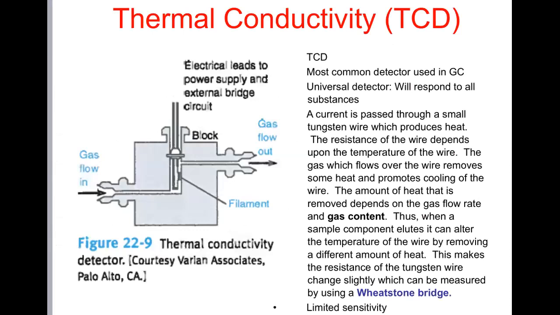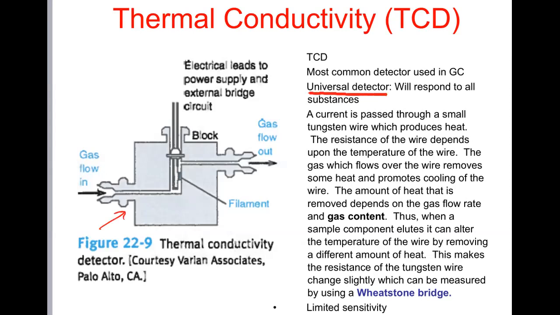The first one I want to tell you about is the thermal conductivity detector, which is the TCD. It's one of the most common detectors used in GC, and the reason why: it's pretty inexpensive, easy to understand, but moreover, it is a universal detector. It can potentially respond to all substances, okay? Now, this TCD works in the following way.